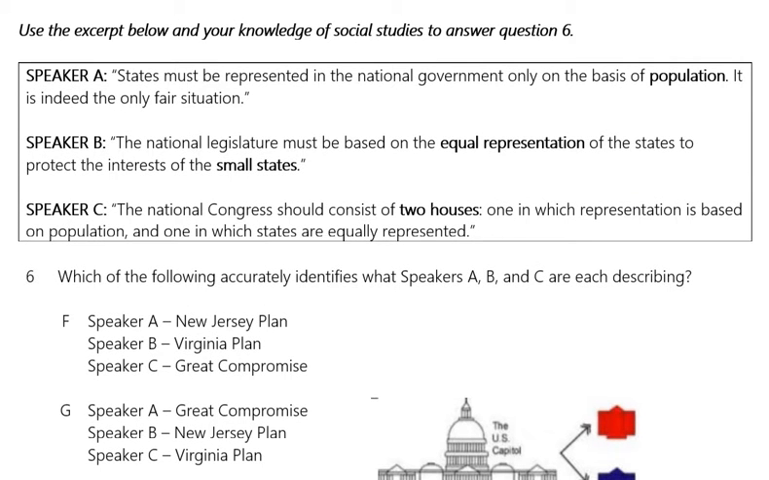Question number 6. Use the excerpt below and your knowledge of social studies to answer question 6. Speaker A. States must be represented in the national government only on the basis of population. It is indeed the only fair situation. Speaker B. The national legislature must be based on the equal representation of the states to protect the interests of the small states. Speaker C. The National Congress should consist of 2 houses, one in which representation is based on population and one in which states are equally represented.